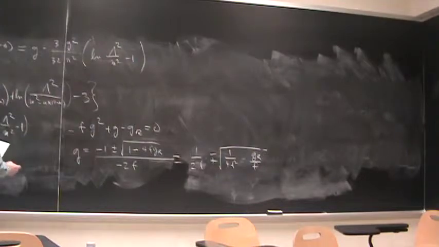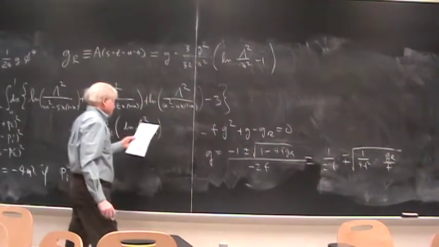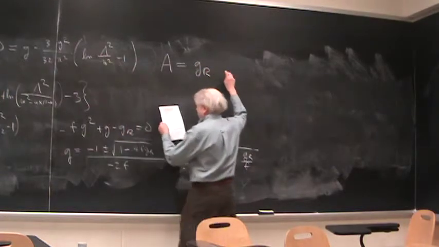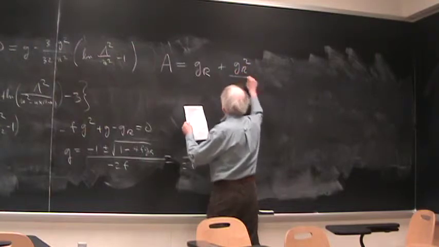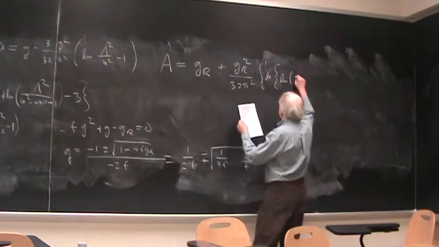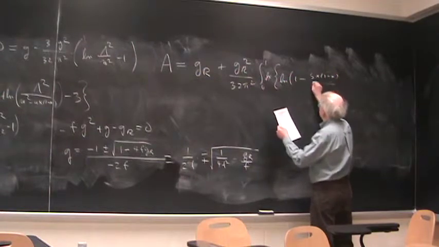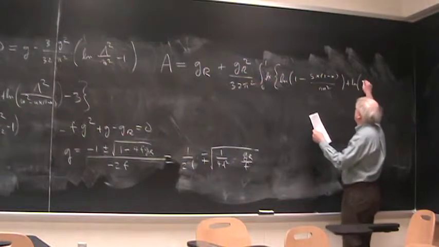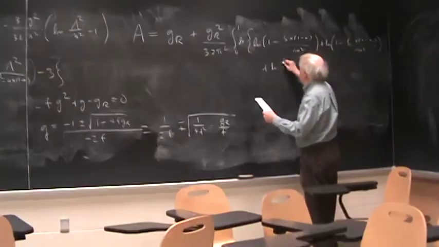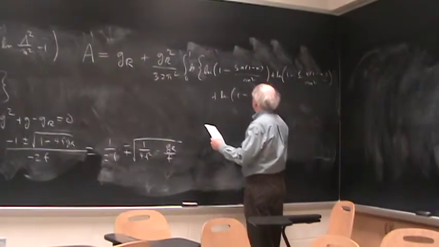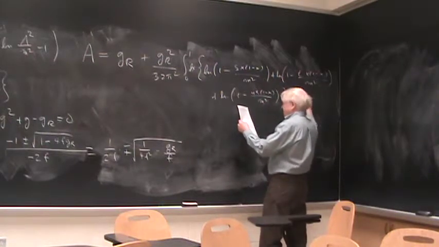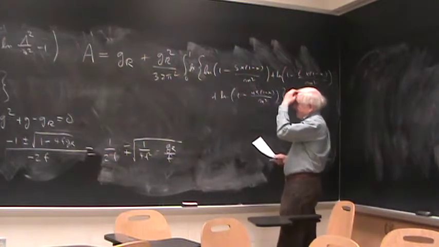what we do is, setting g r equal to this, we can rewrite A as g r plus g r squared over 32 pi squared, integral 0 to 1 dx. And now we do have the three logs again: log of 1 minus s x, 1 minus x over m squared, plus log of 1 minus t x, 1 minus x over m squared, plus log of 1 minus u x, 1 minus x over m squared. And that's it, plus higher order terms. Okay.